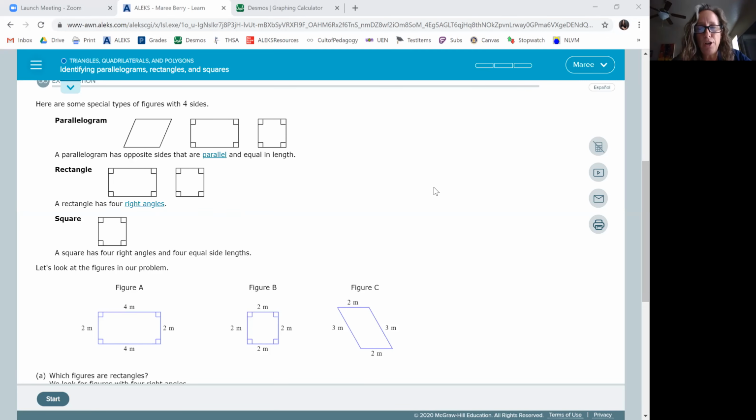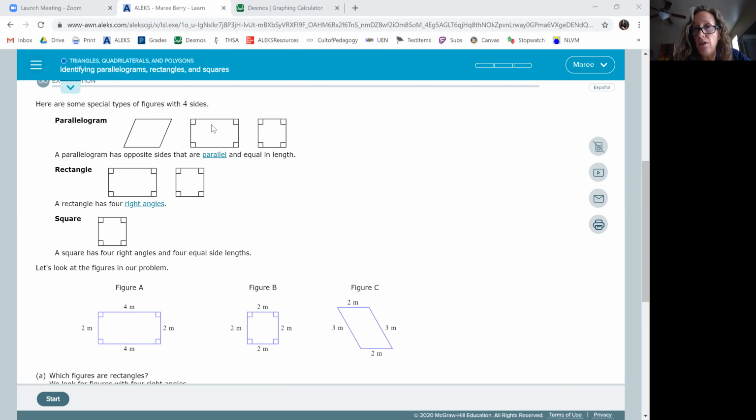In this particular topic, we're going to talk about the differences between parallelograms, rectangles, and squares. So parallelograms basically have four sides, and they have opposite sides that are parallel and the same length. So the top and the bottom will be the same length, and they'll be parallel, and the left and the right side will be the same length and parallel.